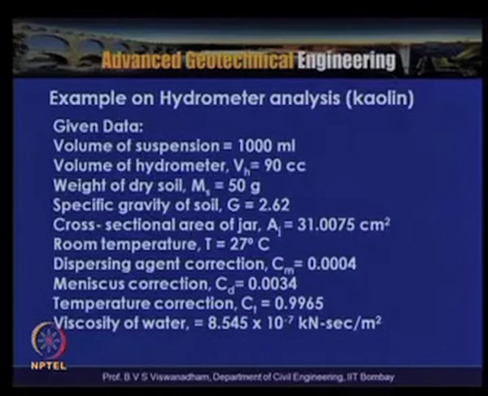Dispersing agent correction Cd is equal to 0.0004. Meniscus correction Cm is equal to 0.0034. Temperature correction Ct is equal to 0.9965, and viscosity of the water is taken as 8.545 into 10 to the power minus 7 kilonewton second per meter square.